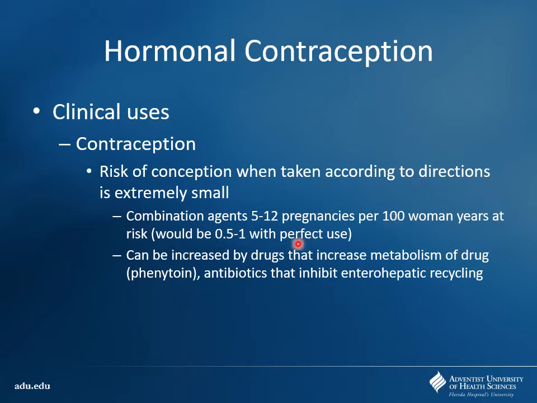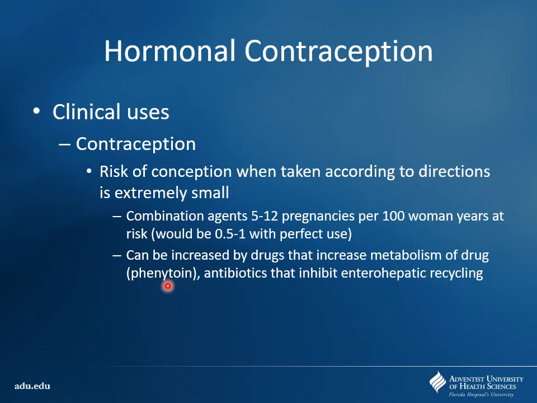That's pretty good, right? Most people are not going to be using it absolutely perfectly, but if you did have perfect use, the estimate would be about 0.5 to 1 pregnancies, right? I don't know how you have half a pregnancy, but that's kind of what they estimate. Well, they just pop out like the top half of the kid or something, but you wouldn't want that.